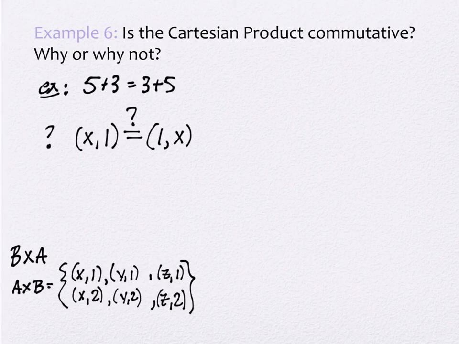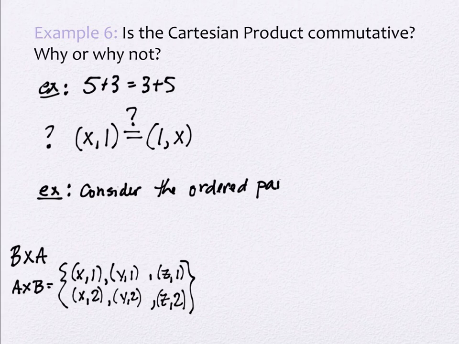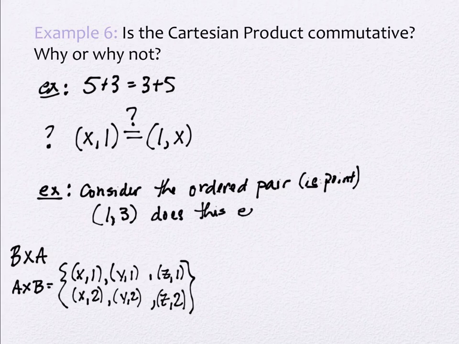So I want to give you an example to consider where you're going to see very quickly that you can't, because I know you're all tempted to say yes, because many of you are saying yes to me. Consider the ordered pair, i.e. point, 1, 3. Does this equal the point 3, 1?